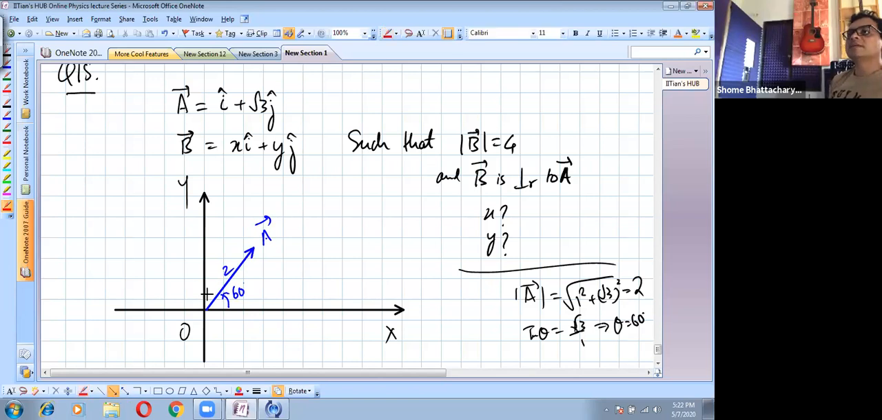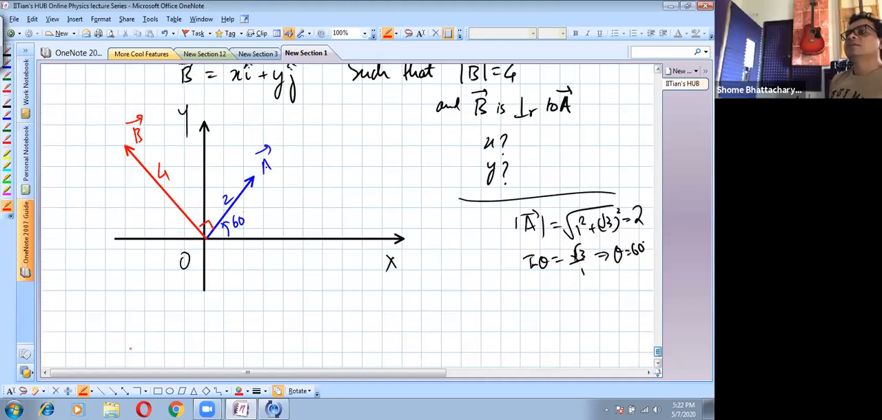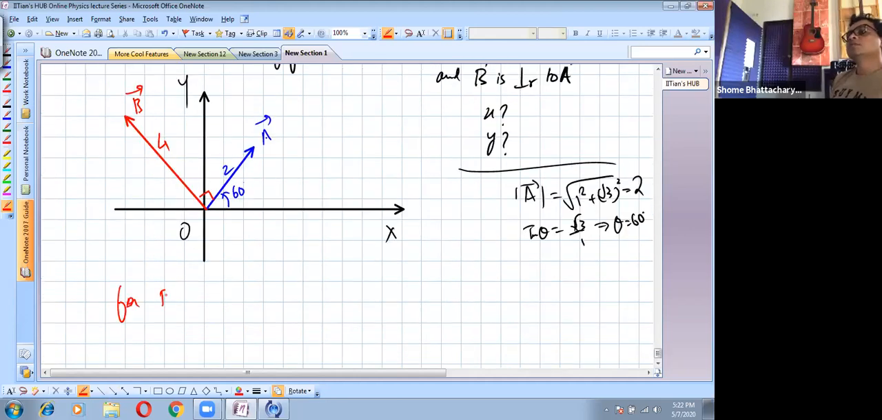So how can we construct the vector B according to this information? We can draw the vector B like this, where the magnitude of vector B is 4 and this angle is 90. So when I want to write vector B in component form, you can see that its magnitude is 4, but what about its angle with the x-axis? Theta with the x-axis is 60 plus 90, because it is already making 60, so that is 150 degrees.